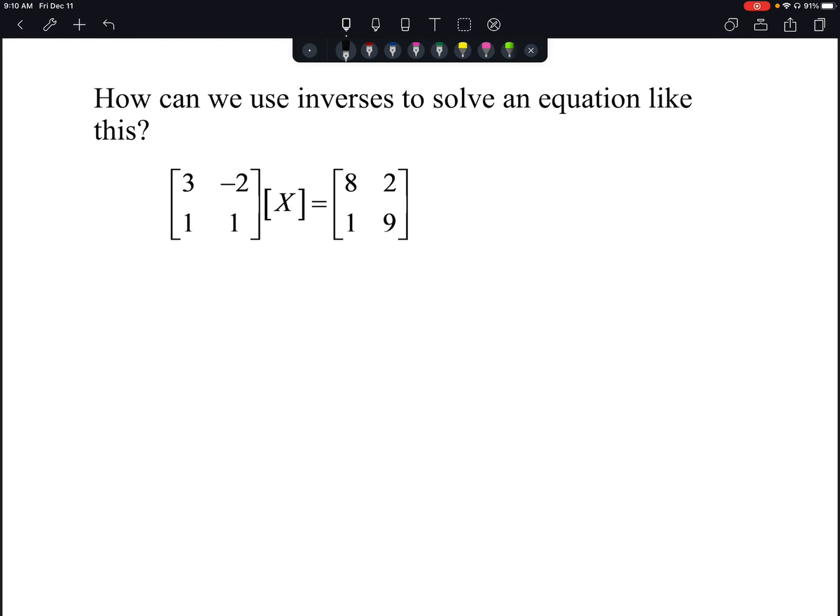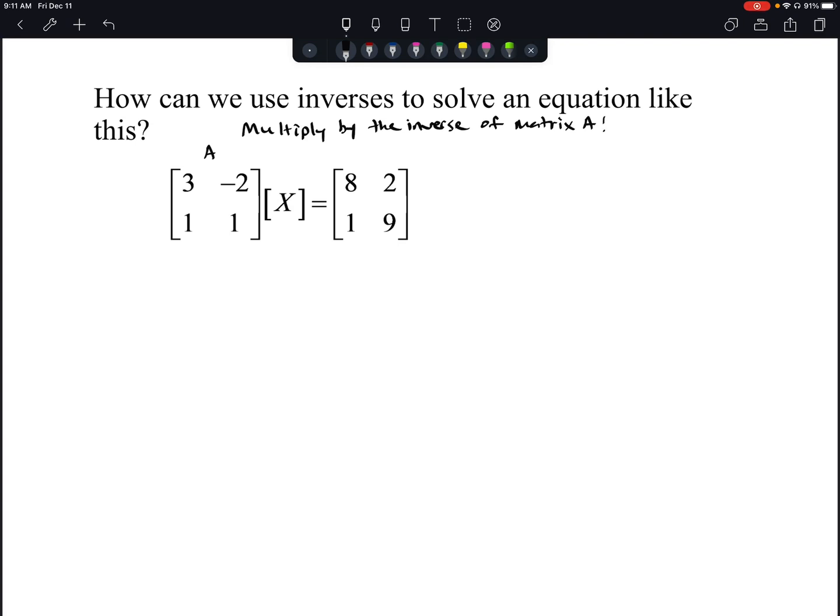Let's move on. This problem should look familiar. It says, how can we use inverses to solve an equation like this? This problem we started talking about in yesterday's lesson. We started talking about how we would want to isolate this unknown matrix in the middle, the one that contains the x. In order to do that, we had to multiply the left side by the inverse of this matrix. We didn't actually do it yesterday, but we're going to do it now. So remember, we want to multiply by the inverse of, we'll call that matrix A.